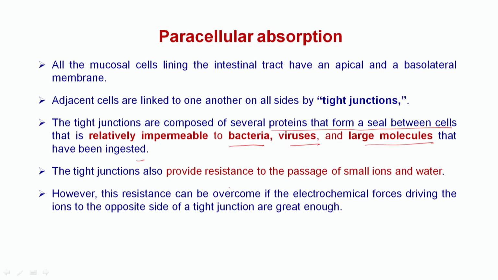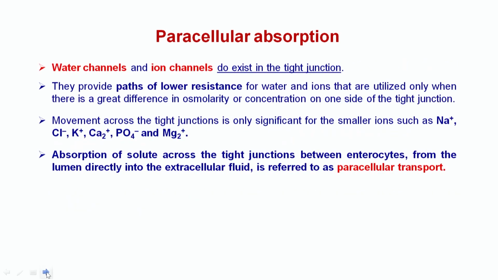The tight junctions also provide resistance to the passage of small ions and water. However, the resistance can be overcome if the electrochemical force driving the ions to the opposite side of a tight junction is great enough. Water channels and ion channels do exist in the tight junctions. They provide a path of lower resistance for water and ions that is utilized only when there is a great difference in the osmolarity or concentration on one side of the tight junction.